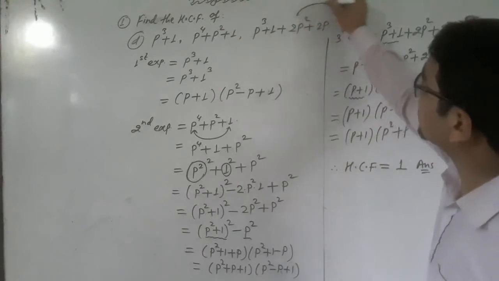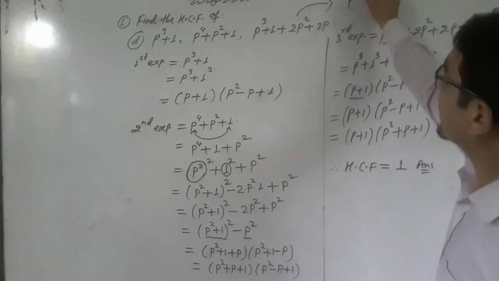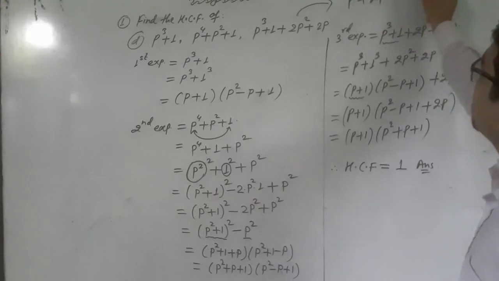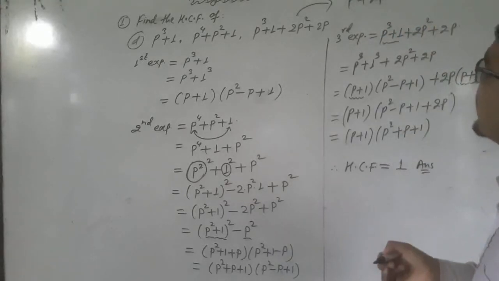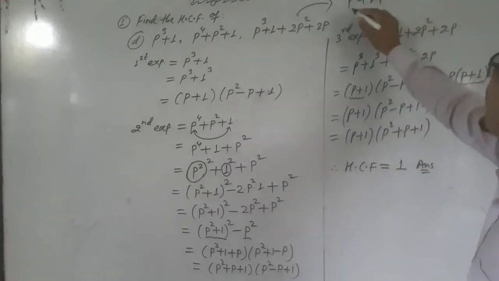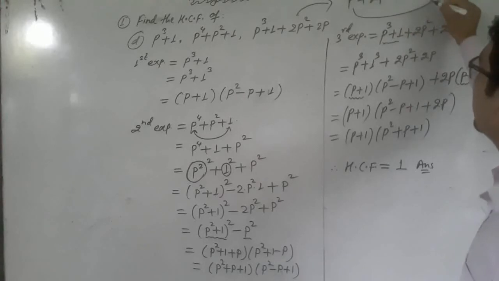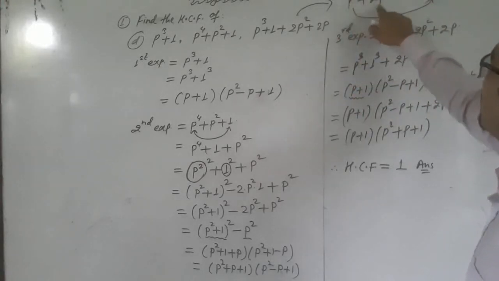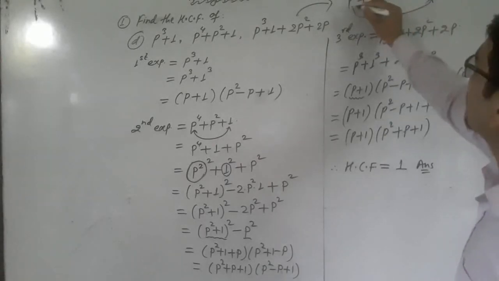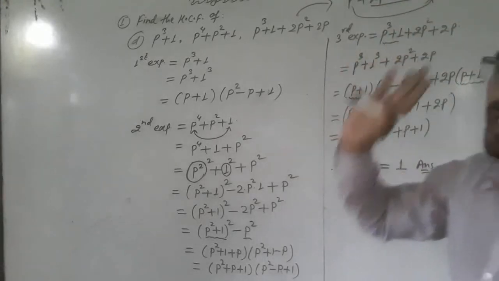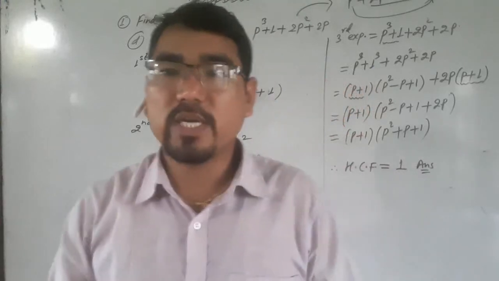Sometimes the same expression can be given like this, by making it positive: p cube plus 2p square plus 2p plus 1. In this way also we can try by arranging p plus 1. Otherwise, if you take p square common, p plus 2 doesn't become. So we can arrange this p plus 1, keep the 2 on that side, and then find the factors.